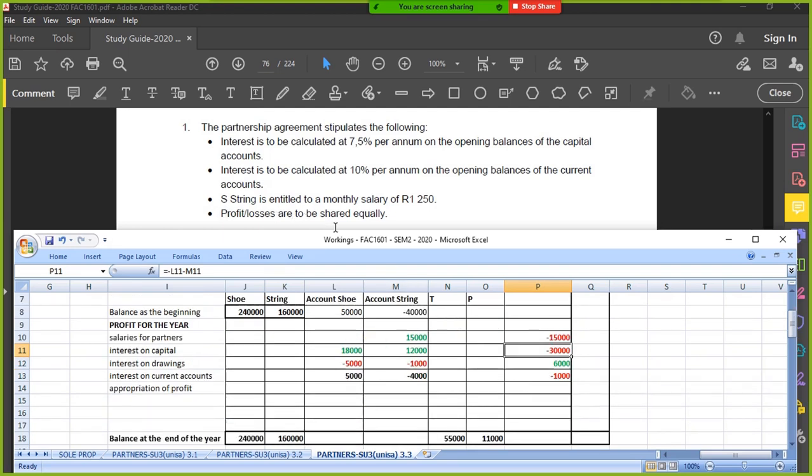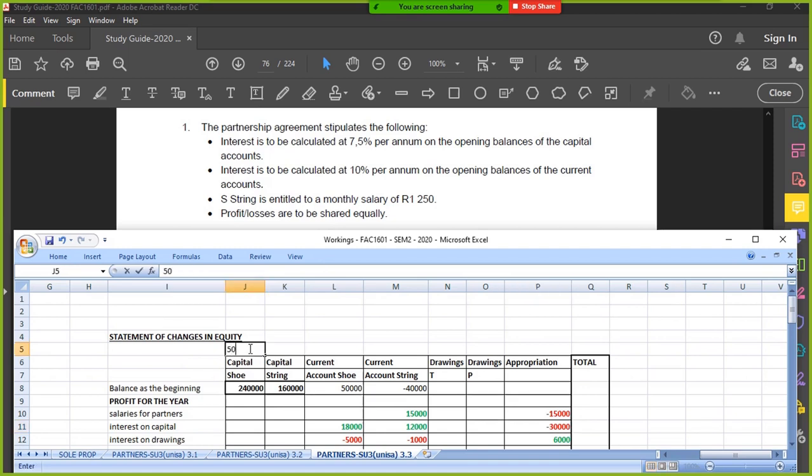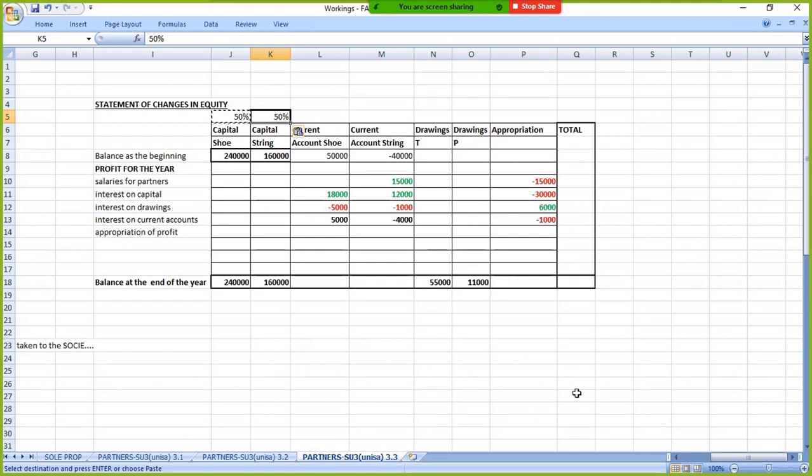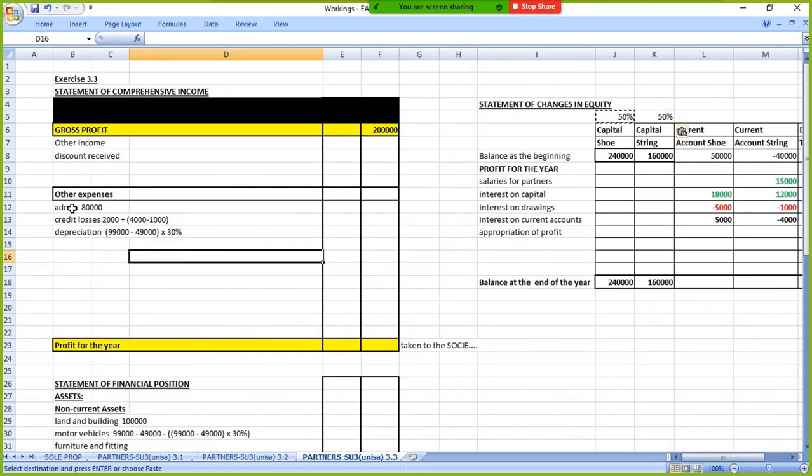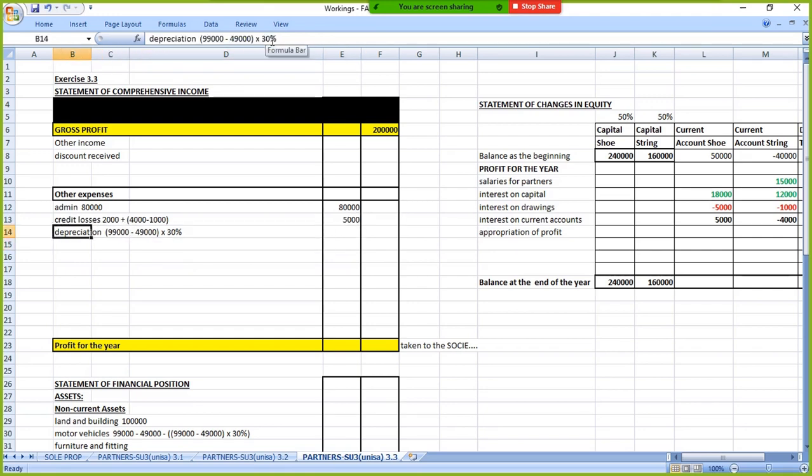Okay. Profits and loss are shared equally. That's nice, so 50-50. And we've looked at the question. All we have to do now is wrap up. So this I'll do for you. You've done the hard parts. You've had to adjust everything, provide for the partnership transactions, and now we can calculate.